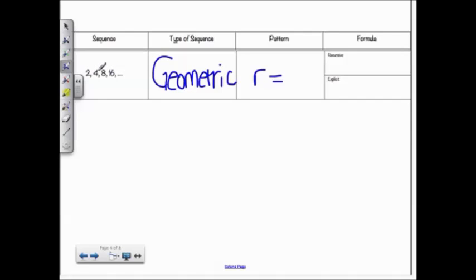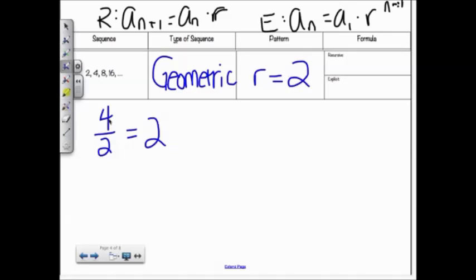Now this is obvious because it's an easy example, but I need you to get in the habit of taking one term, so I'm going to take the term 4, and divide it by the previous term to figure out what your ratio is, because sometimes it's not as inherent or as obvious for you to figure out what the ratio is, okay? So next thing I need to do is find my recursive and my explicit formulas. Remember, do the work somewhere on your paper. I know there isn't much room, but somewhere on your paper, and then put the boxed answer into your chart.